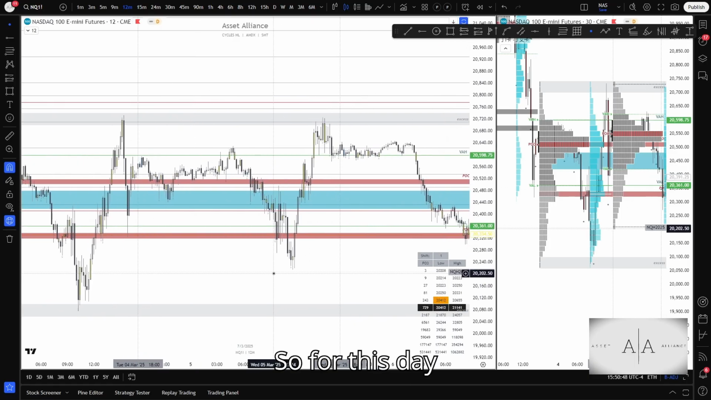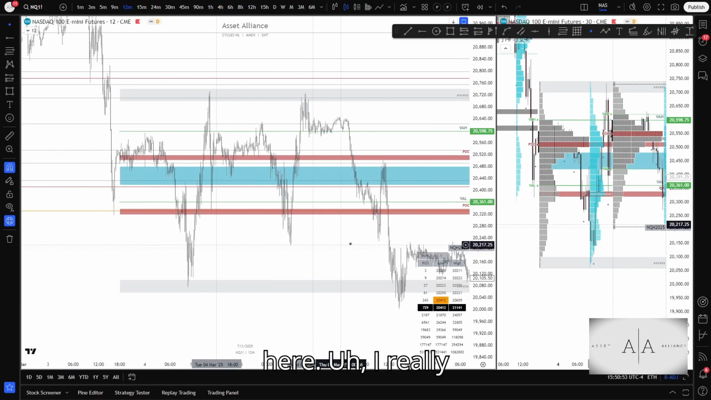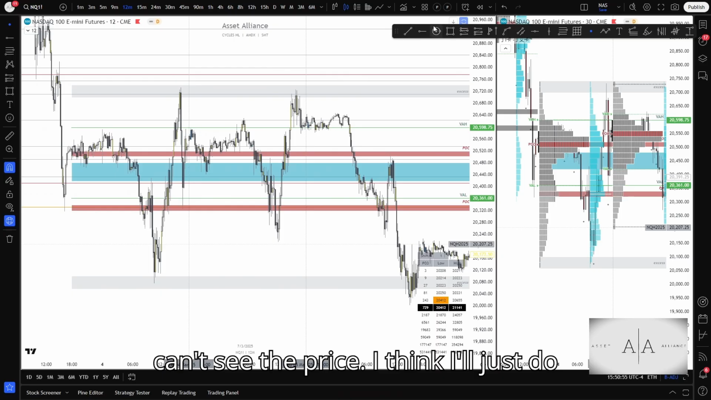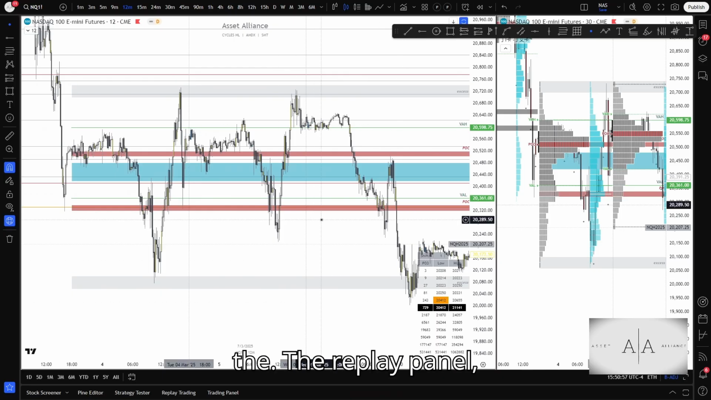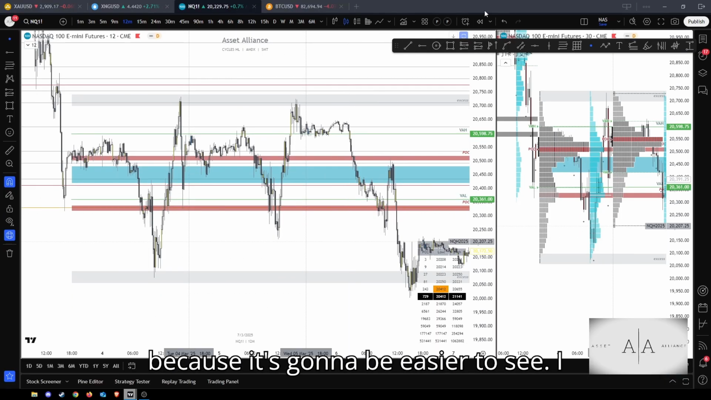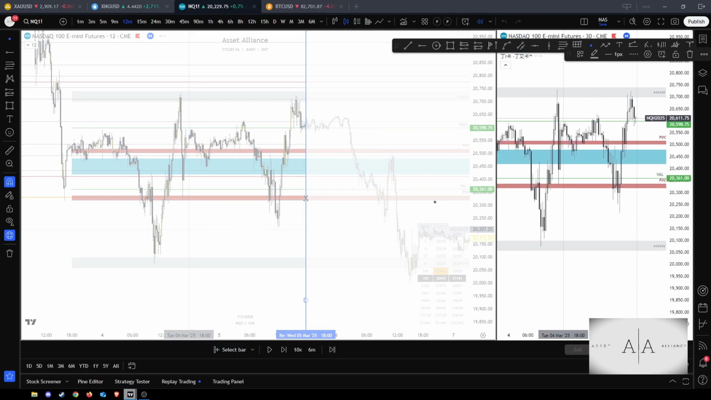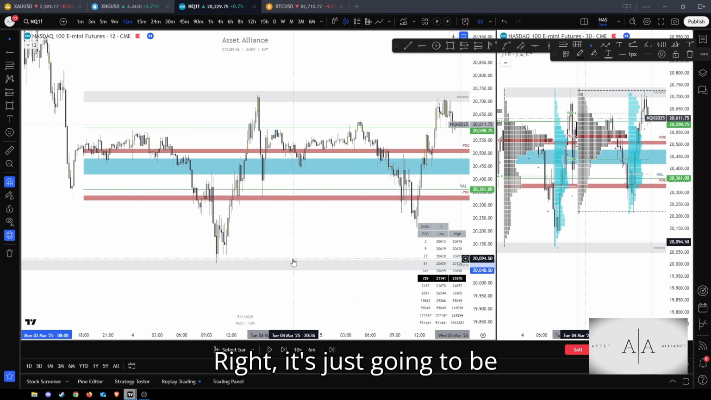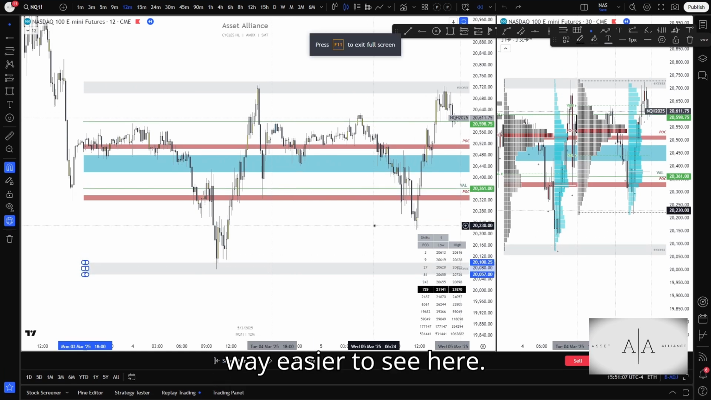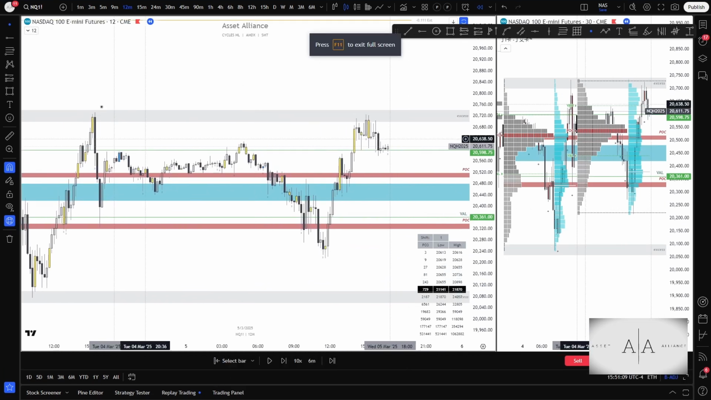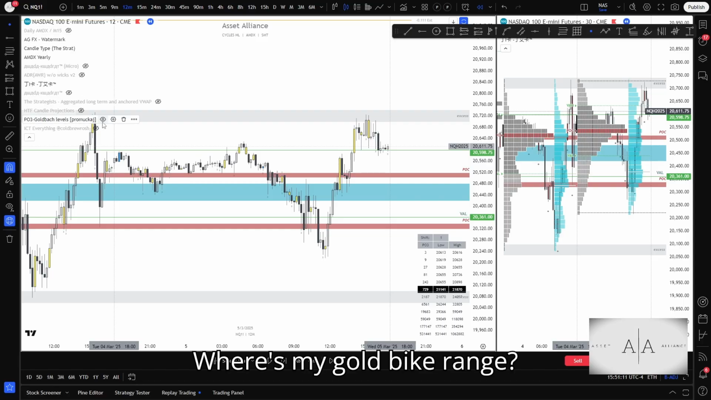So for this day here, I really can't see the price. I think I'll just do the replay panel because it's going to be easier to see. I just put it here. Right. It's just going to be way easier to see here. Where's my Goldbach range?